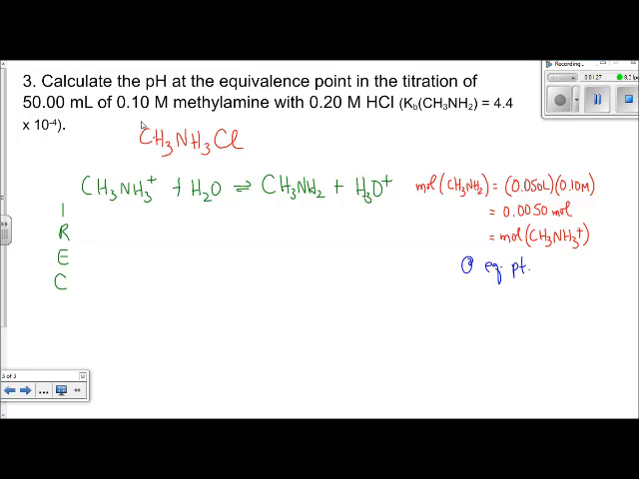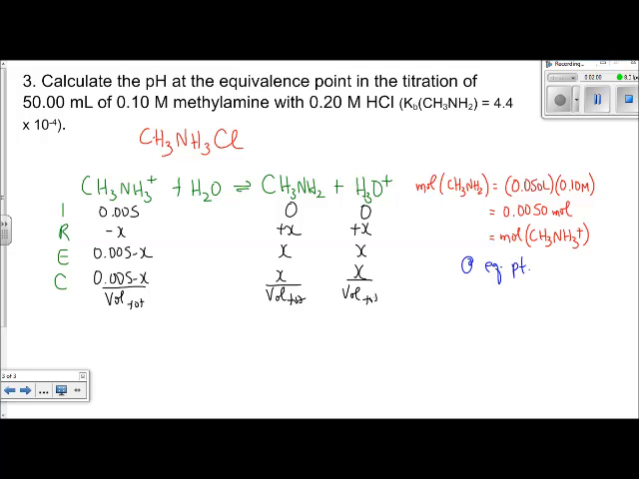Under the methylammonium ion, we'll start out by saying we have 0 moles of product, and we'll immediately create x moles of each product. That'll cost us x moles of reactant. So at equilibrium we'll have 0.005 minus x moles of the methylammonium ion and x moles of each product. And if we want to convert that to a concentration, we would divide by the total volume. Remember that total volume is necessary to calculate somewhere along the line here. It doesn't cancel out the way it does in a buffer calculation.